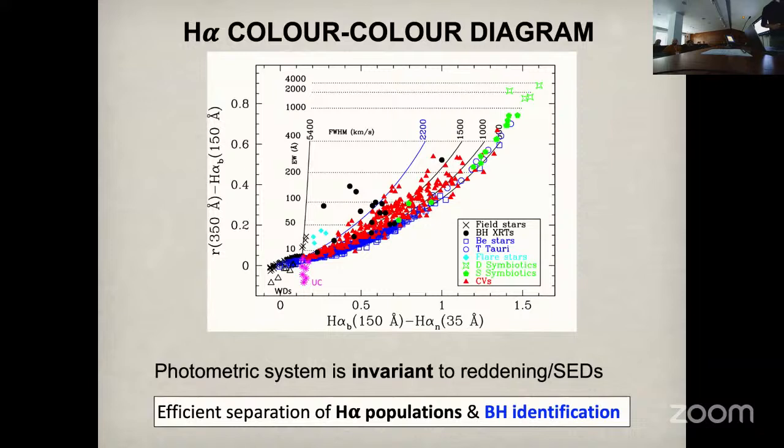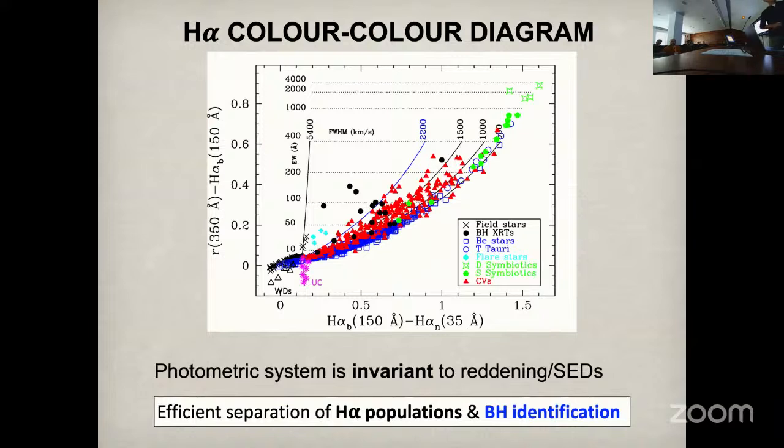And then you can see we have convolved our filters with other libraries of populations of H-alpha emitting objects. And you can see that most of the objects have narrow H-alpha lines, like T Tauri stars and symbiotics, and they cluster along the line with smaller widths. Only cataclysmic variables, which are plotted in red, because of the deep potential wells around the white dwarfs, are able to produce H-alpha lines broader than typically 1,000 kilometers per second.